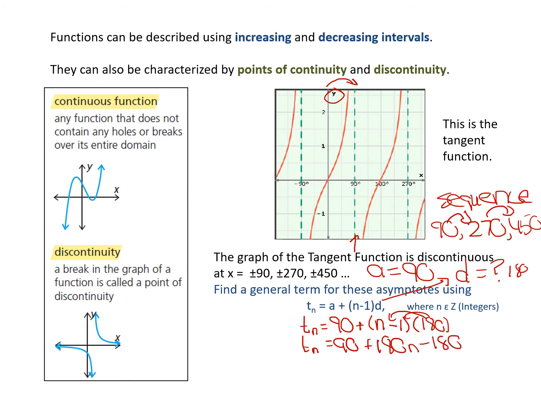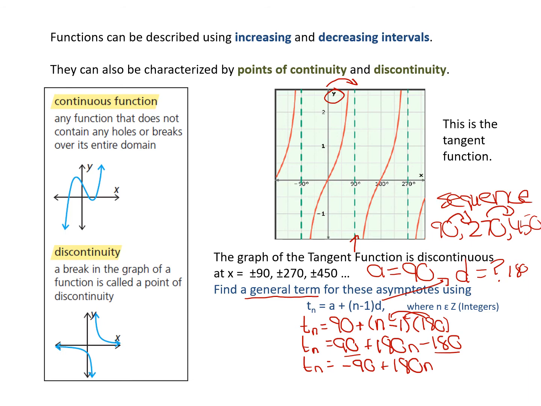Collect like terms. We've got some constants here we can put together. So we've got negative 90 plus 180n, or you could write it the other way. This is a general term. That's what this is called. This is a general term for all of the asymptotes. So if I asked you, what is the location of the 10th asymptote? You would sub in a 10 for n, and you would tell me where the 10th asymptote is.